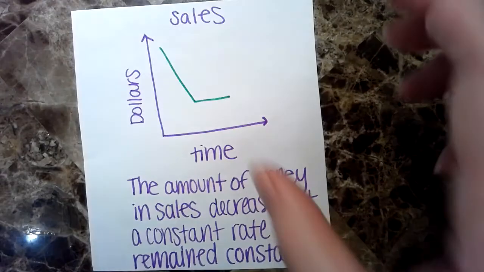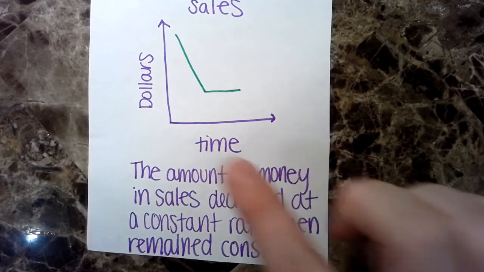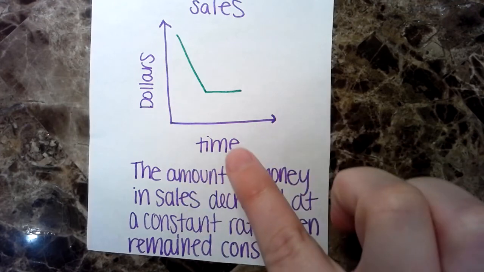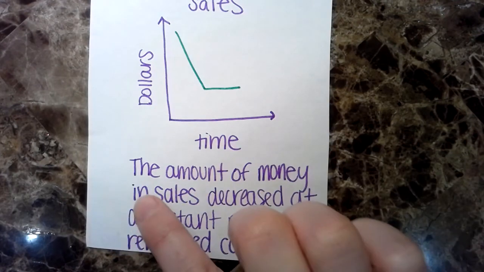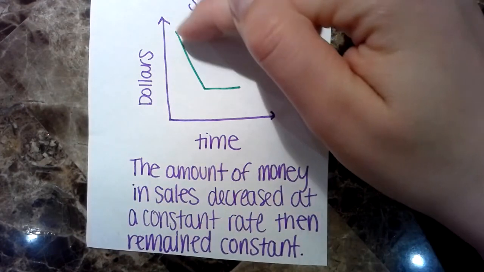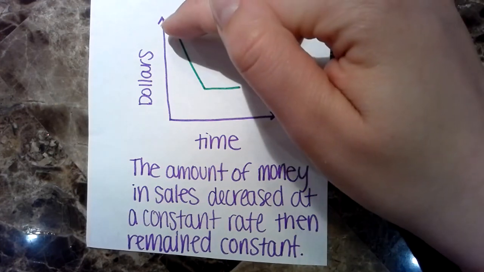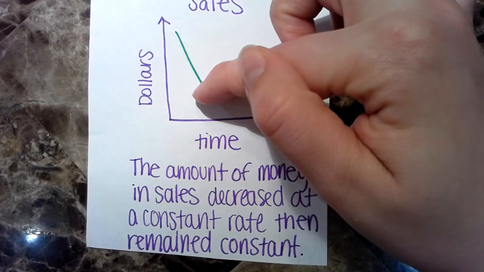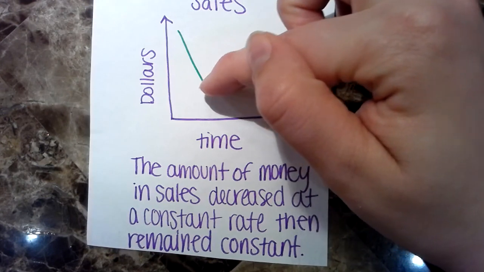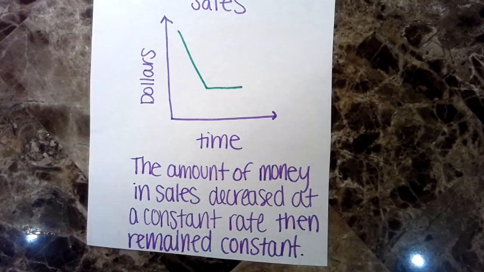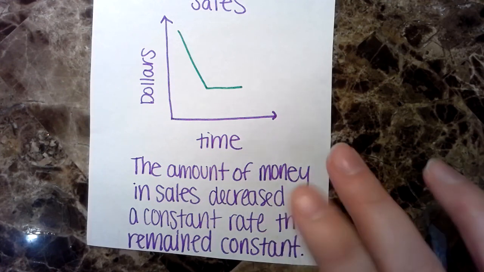My last example is going to be sales. In this case, we're talking about money, or dollars, and time. The amount of money in sales decreased at a constant rate and then remained constant. So if they were selling something, their sales decreased, and then once it got to a certain point, it just remained constant. Nothing was changing. So there was no change. It remained constant.